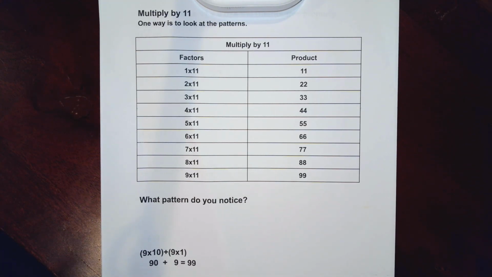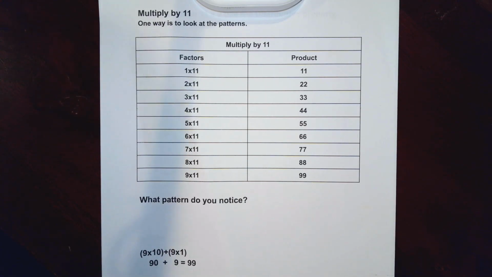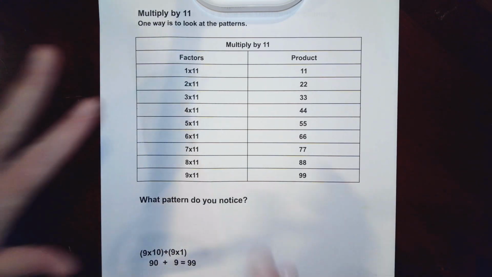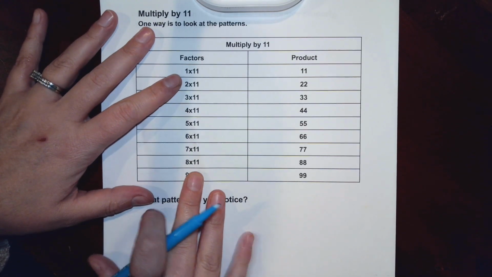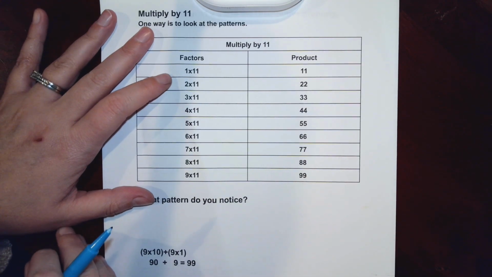What pattern are you noticing? Think about that for a minute. What do you notice about the factors that we're multiplying together and their products?